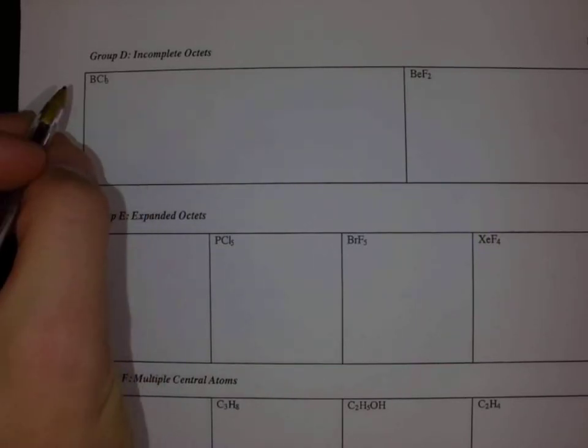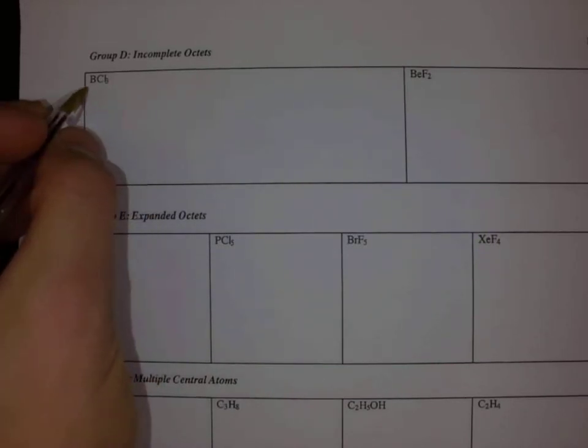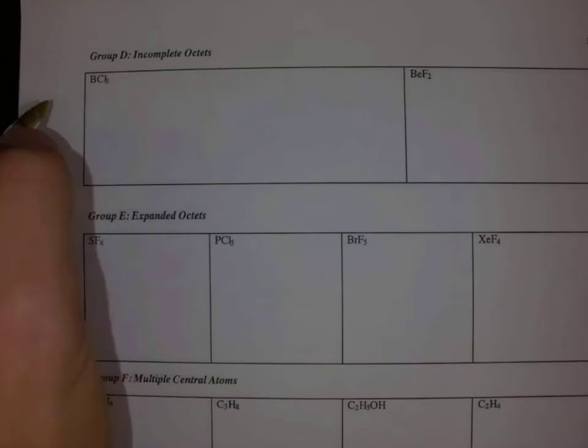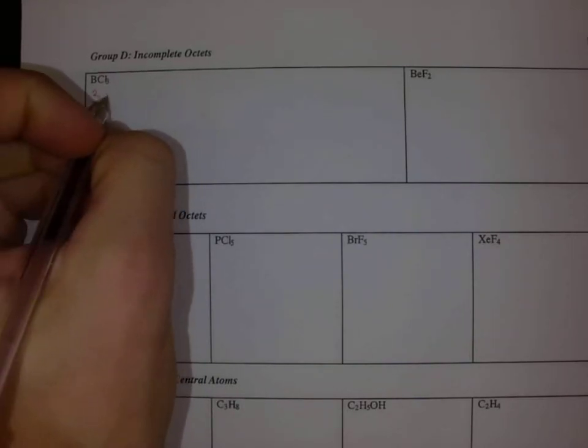Boron is just always unhappy. It doesn't matter if it has 8 electrons or if it has 6 electrons, it's just going to always be unhappy. So we're only going to give boron 6 electrons. If we count our electrons, we would have 3 electrons from boron plus 3 times 7 for chlorine. That's going to be 21, 24 electrons total.